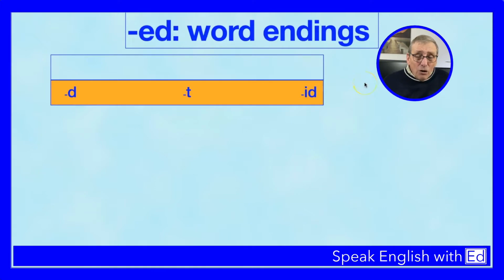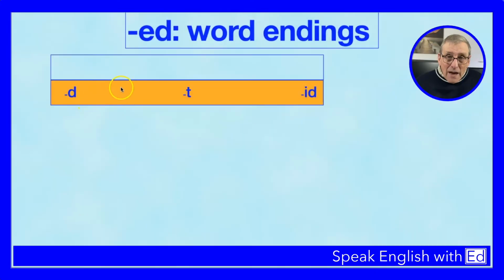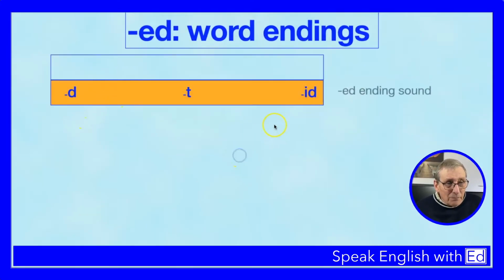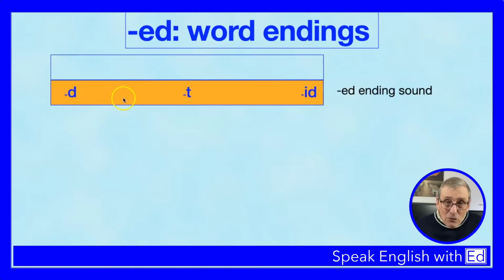Now, there's lots of words that end in ed, but there's three different ways of pronouncing these two letters, this syllable, ed. It can sound like a d, or it can sound like a t, or it can sound like ad at the end of it. So let me explain what I mean. These are the sounds that the ed can make, right?